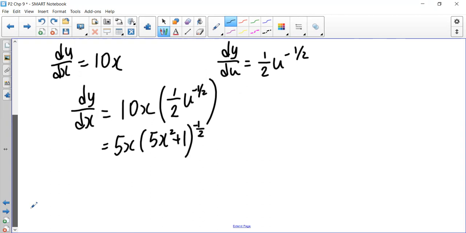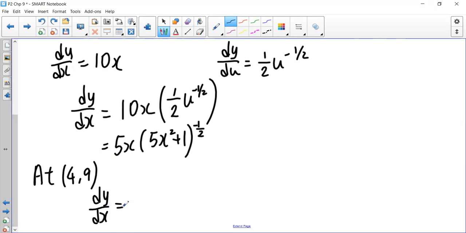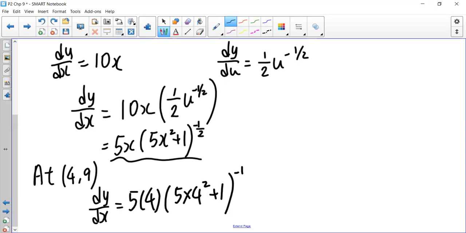Then at the point 4, 9, so at x equals 4, dy by dx equals this. This dy by dx function has no y, so I just have to replace x in there, so I just replace x equals 4 into the bracket. So 5 times 4 times 5 times 4 squared plus 1 to the power of negative a half. Put that in a calculator. You should get a very nice 20 over 9 answer. Okay, that's the answer.